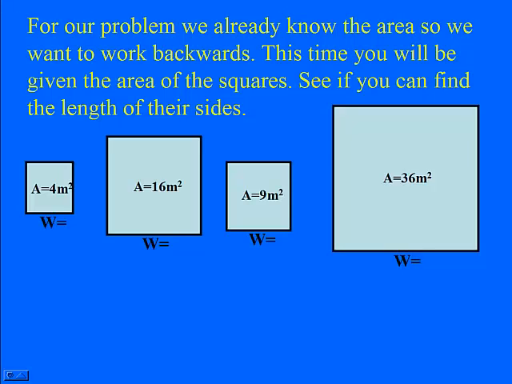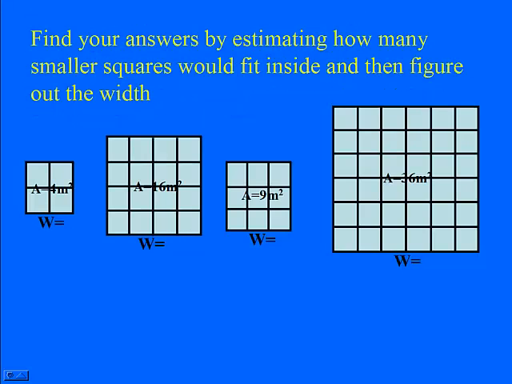It was a perfect square, and they knew the area of the square. And just like them, this time you will be given the area of the squares. See if you can find the length of their sides. One way that may help you to do this is to estimate how many of our 1 centimeter squares would fit inside these bigger squares. Then simply count along one of the edges of the squares to determine the width.